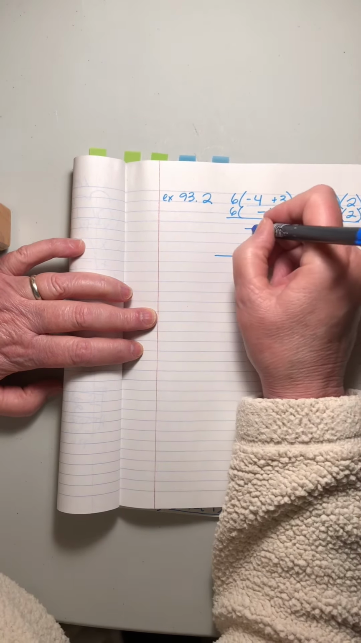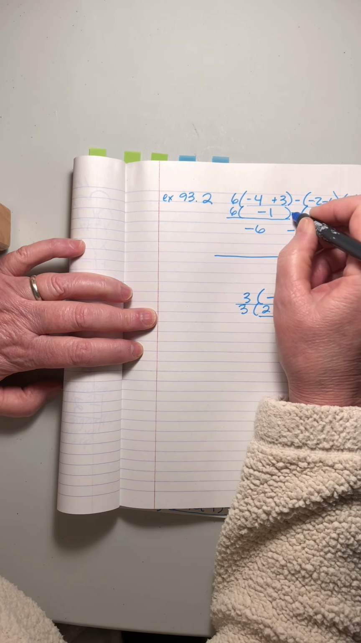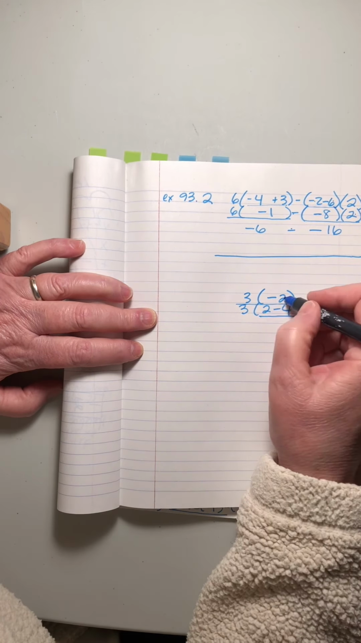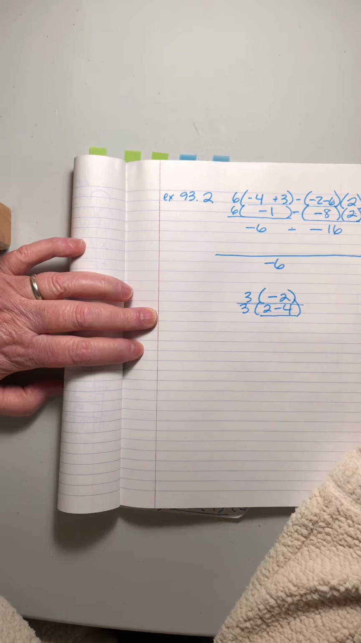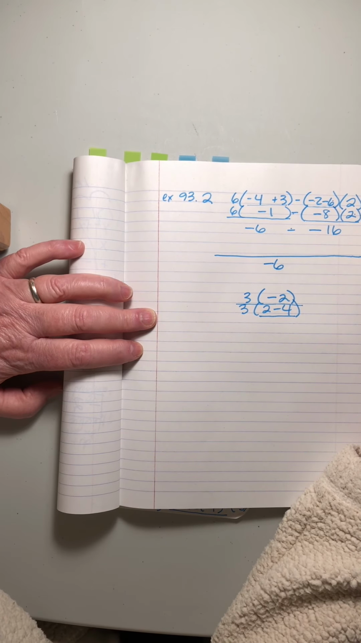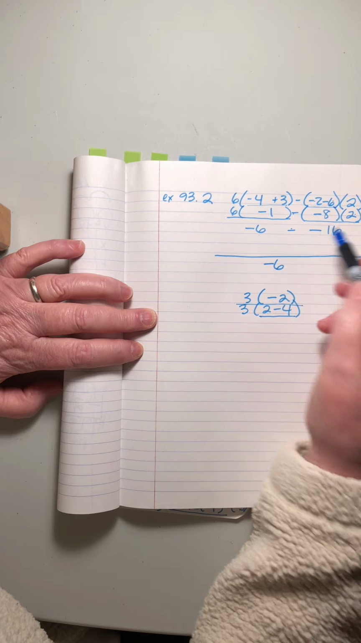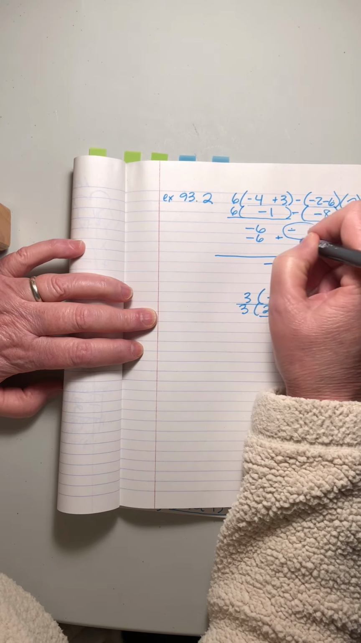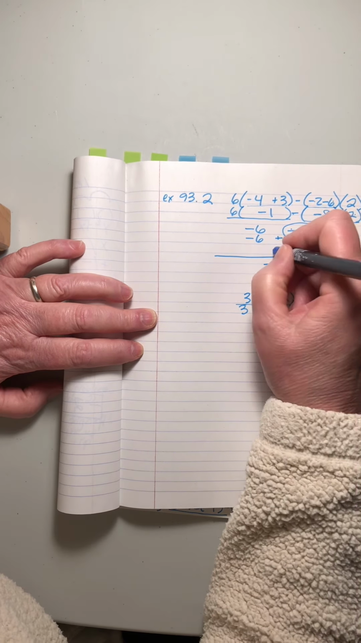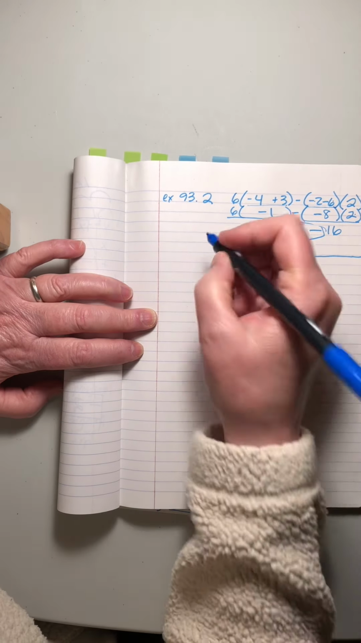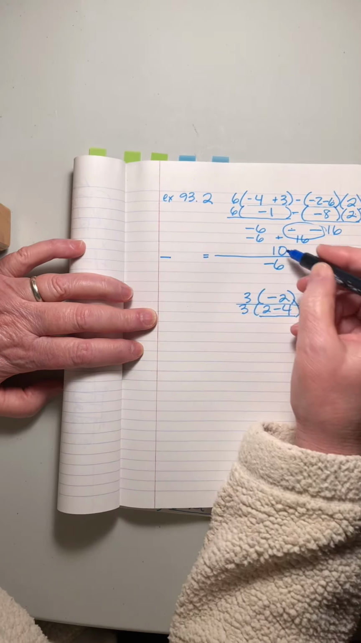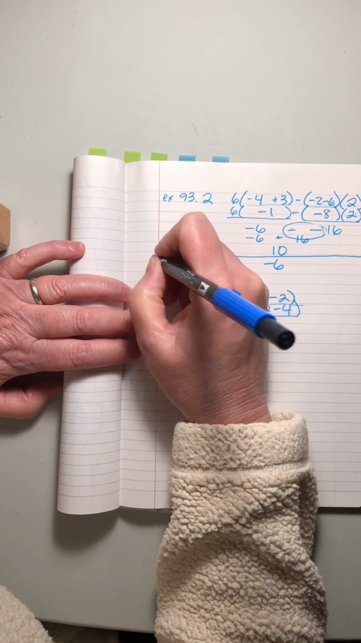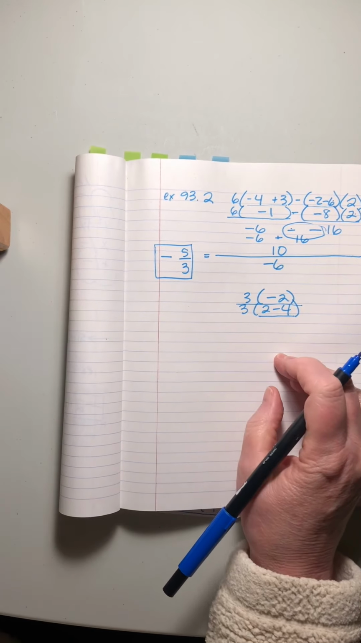Minus 6 minus, that's this minus. Then this becomes minus 16. And this is just minus 6. I'm going to write that all the way up there because that's the final answer on the bottom, the denominator. Minus 6 minus a minus 6 becomes minus 6 plus 16, which equals 10. 10 over minus 6, we can reduce that. I'm going to divide top and bottom by 2, minus 5 over 3. There is our final answer.